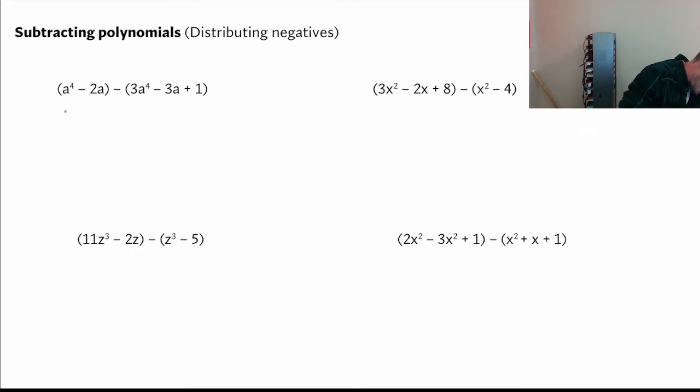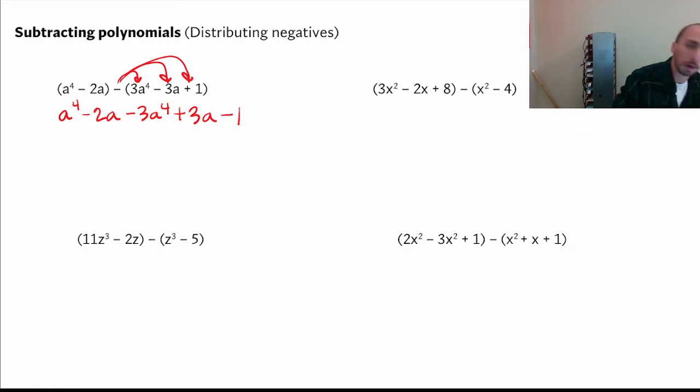Okay. So I have this a to the 4 minus 2a, and then I'm distributing the negative over that: 3a to the 4, that negative 3a. So negative times negative 3a would be plus 3a, and then negative times 1 is negative 1. Okay. And then I'm going to combine the like terms. You can rearrange if you like, because of that commutative property I was talking about earlier. Minus 3a to the 4 minus 2a plus 3a minus 1.